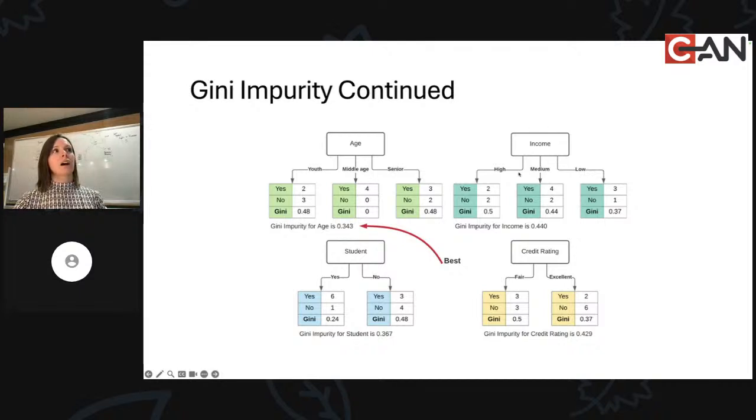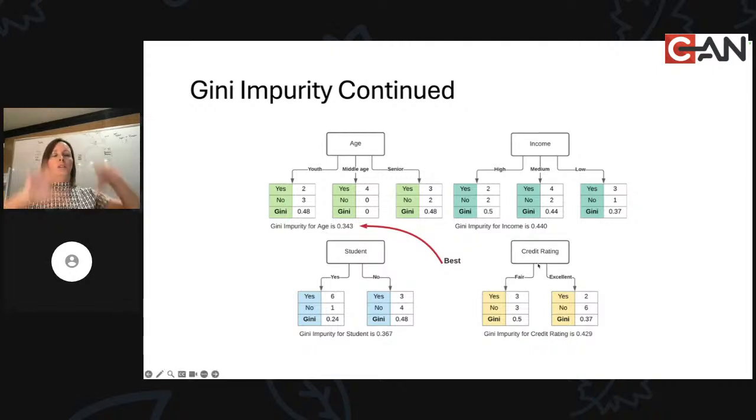We have their income, which is either high, medium, or low, and we have their student, yes or no, and the credit rating. What we would do in a decision tree is calculate the Gini impurity for each and every single one of those features. So we have these 4 features. So we'll say, what is the Gini impurity of that credit rating? And we're doing this the same way you guys just did for that yes or no example.